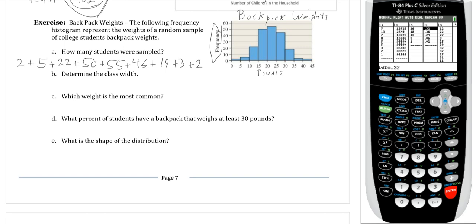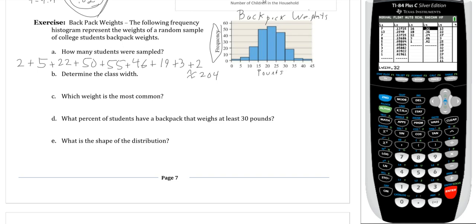If I add all these values together, 2 plus 5 plus 22 plus 50 plus 55 plus 46 plus 19 plus 3 plus 2, I get about 204. Now, this could change depending on how you read the bars. Maybe you read one of them as one higher or one less than mine, so maybe you get something around 200 to 206, which would probably be okay. But it should be close to that.